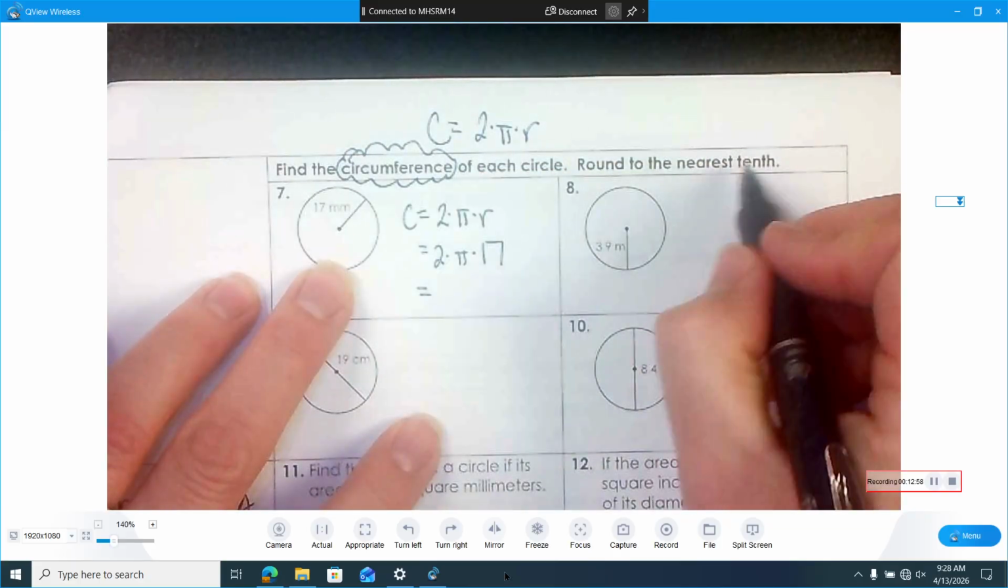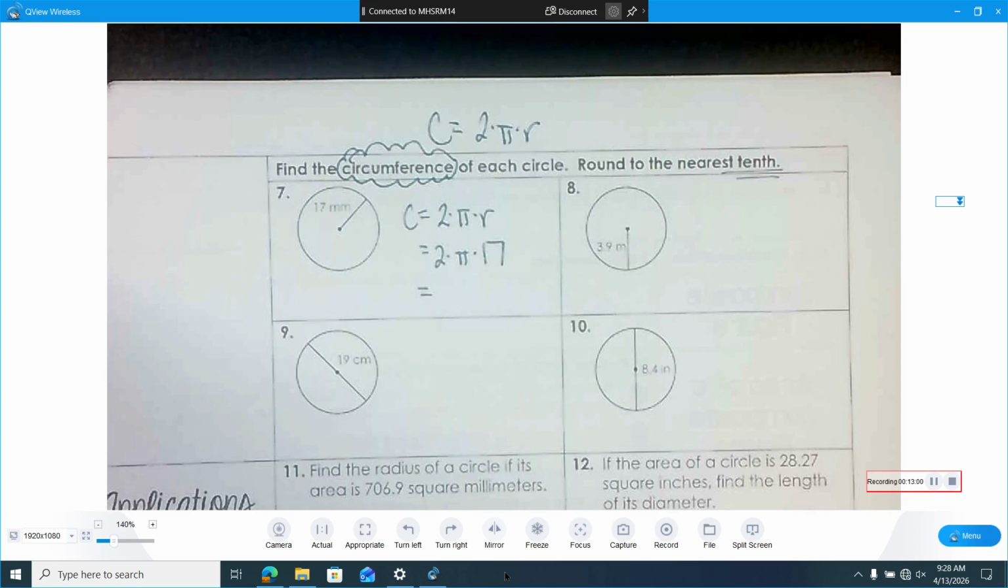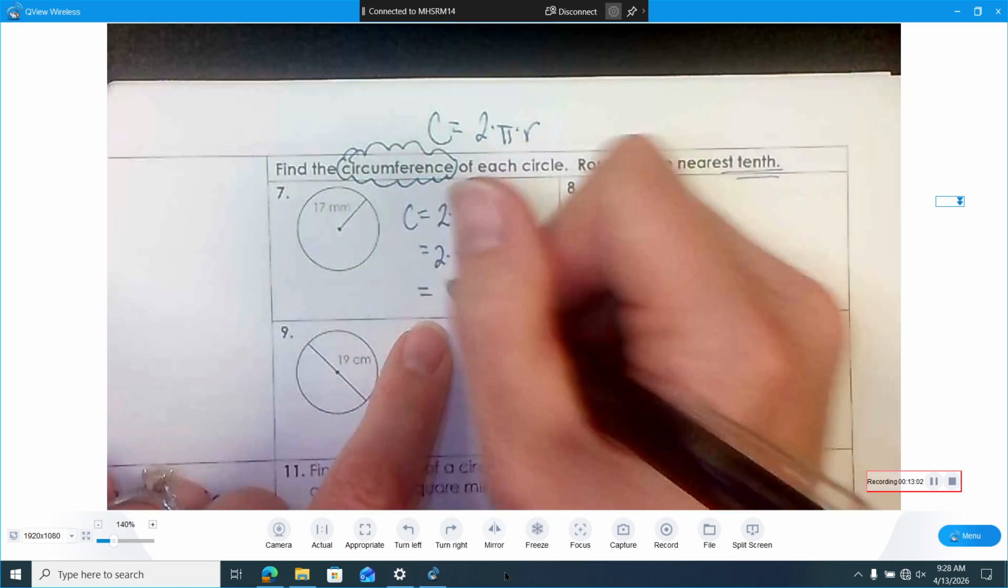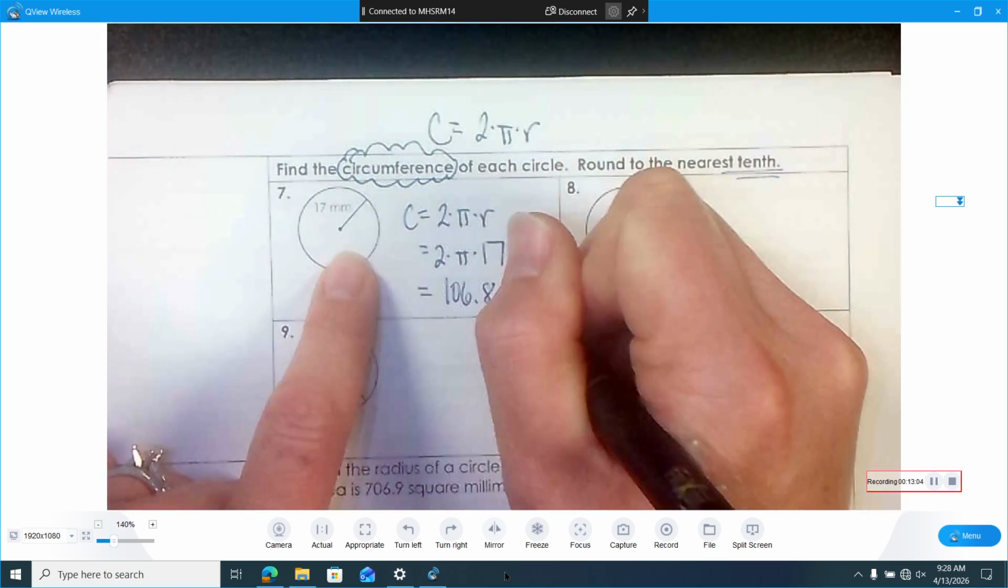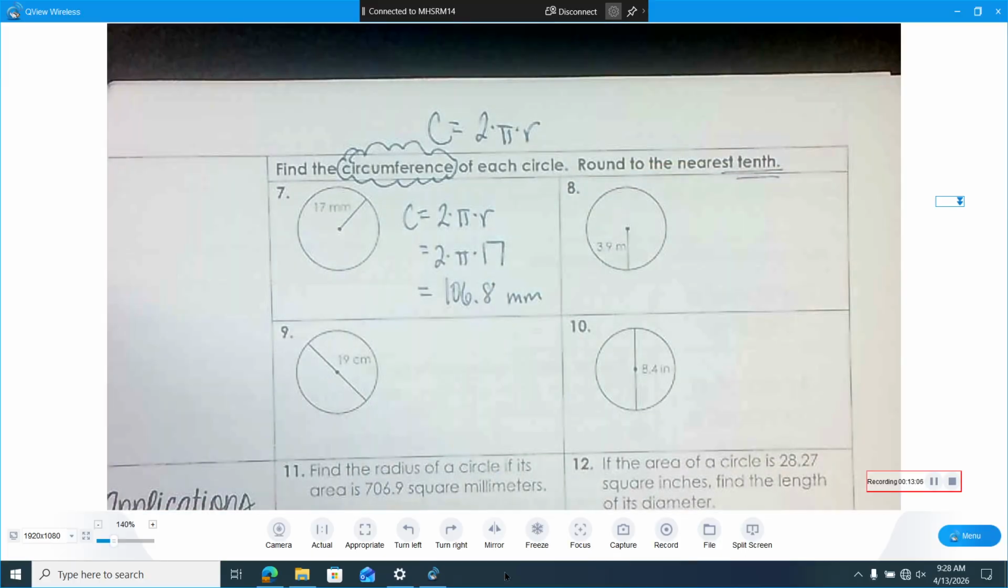17. Very good. It says round to the nearest tenths. What do we get when we round to the nearest tenths? 106.8 millimeters. Not units squared because we're talking about just a length. How long is that distance around the circle?